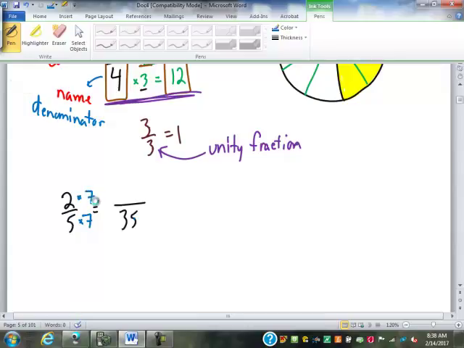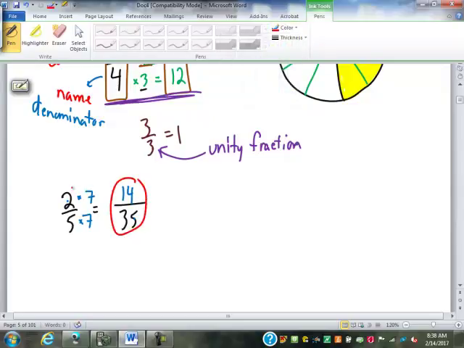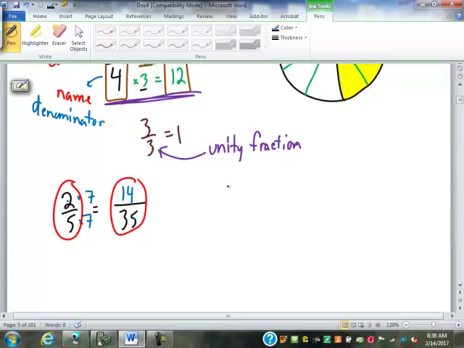We have to multiply by the same thing in the numerator and denominator, so that we're multiplying by that 1, 7 over 7 in this case. So 2 times 7 makes 14. So now again, 14 over 35 has the exact same value as 2 over 5. It just looks different. So if I have 1/3 and I want to change it into 27ths.